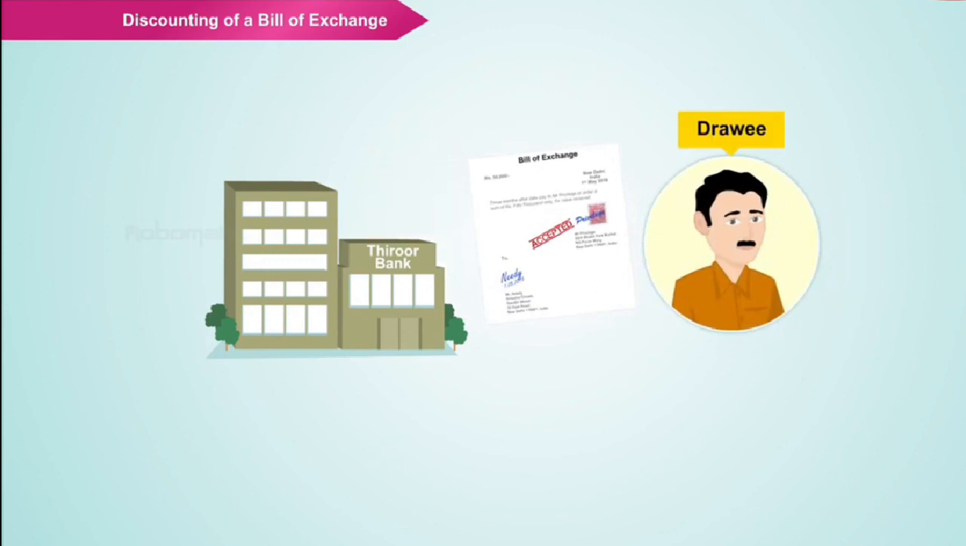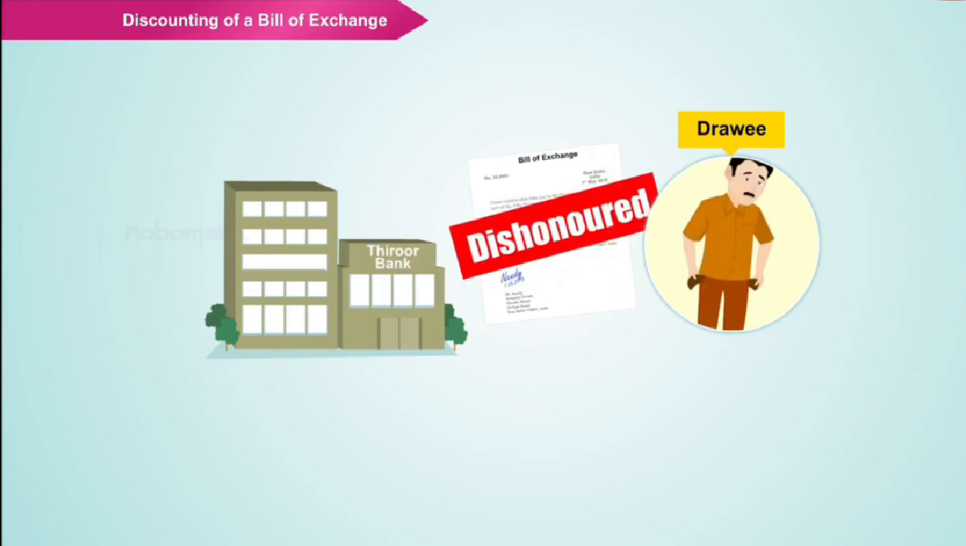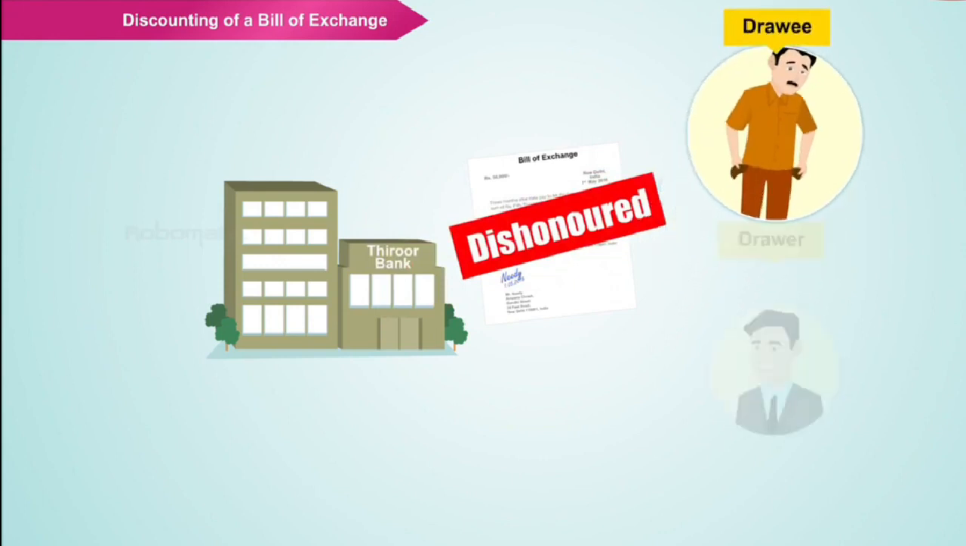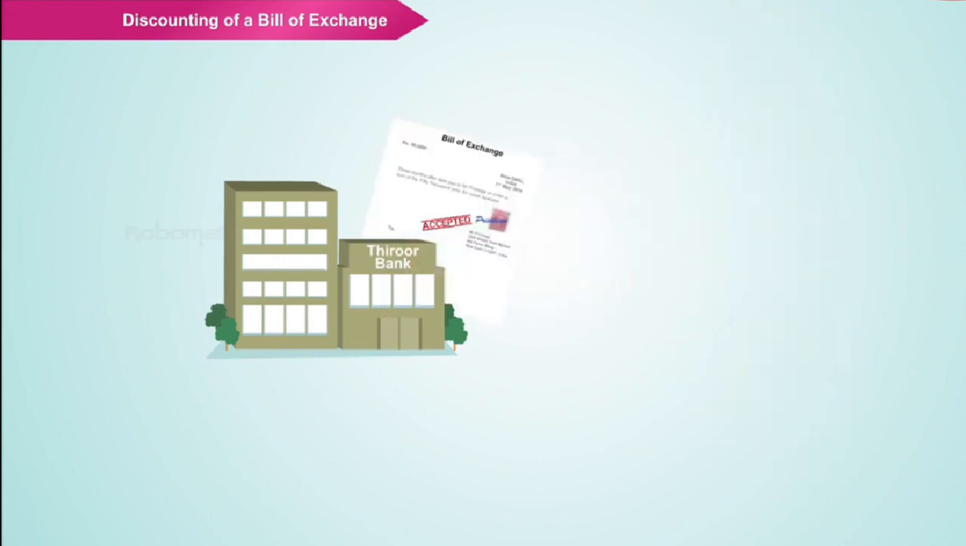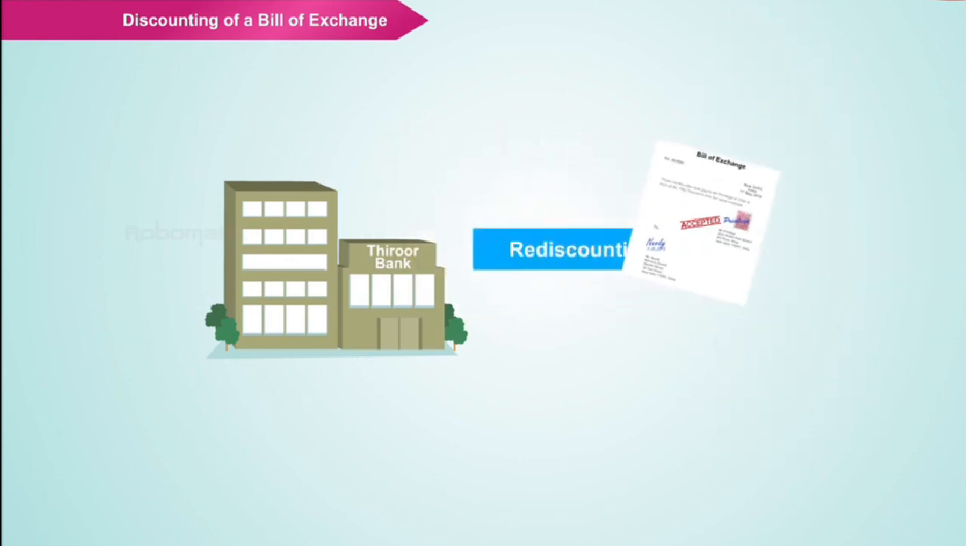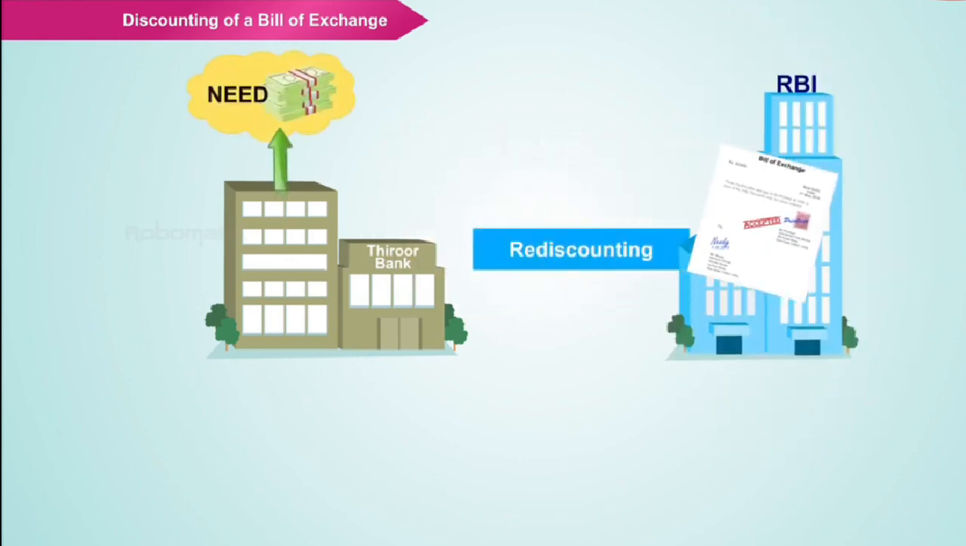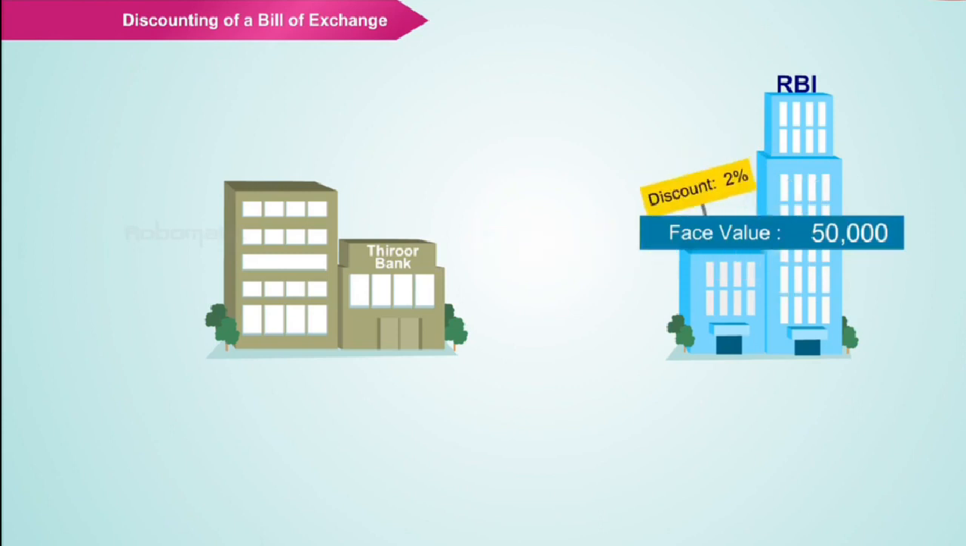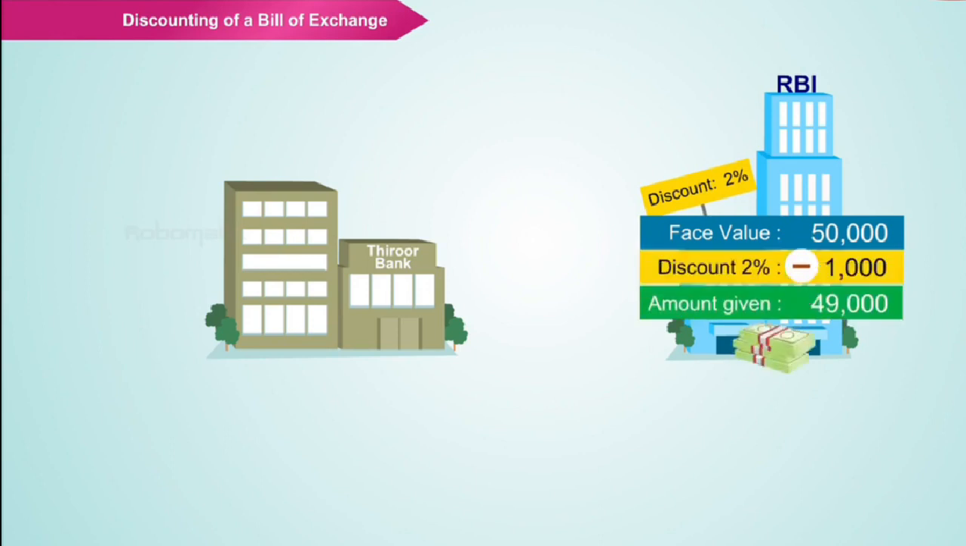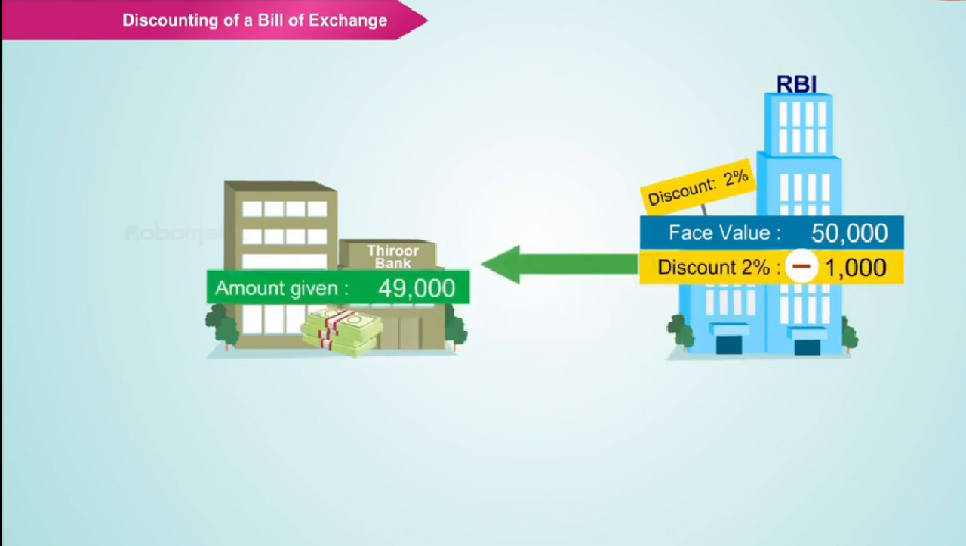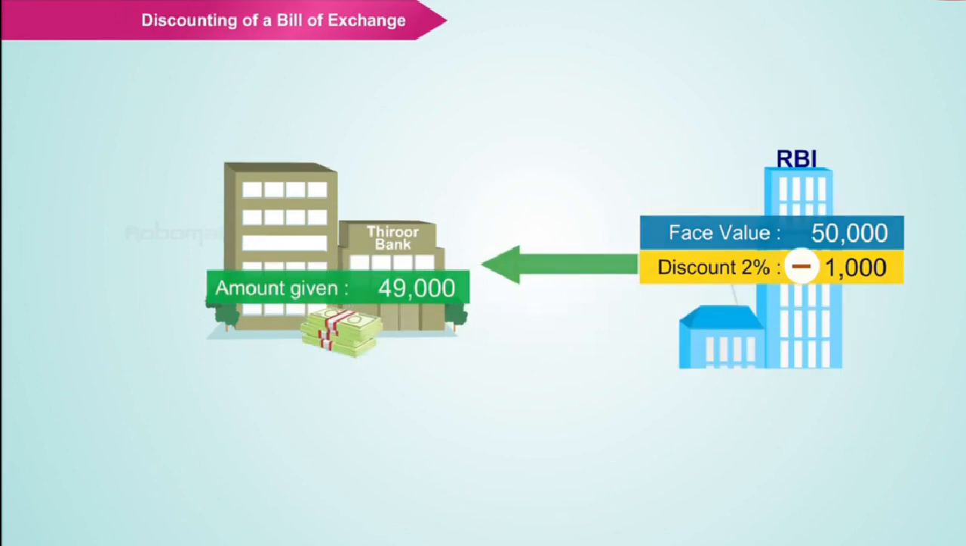In case the bill is dishonored on maturity, the bank can recover the payment from the drawer. The bank may rediscount the bill with the Reserve Bank of India whenever it is in need of money. RBI may rediscount the bill at a certain rate, say 2% of the face value. This time, the discount amount comes to 1,000 rupees. RBI will give the remaining amount, which is 49,000 rupees, to the bank for meeting its financial need.